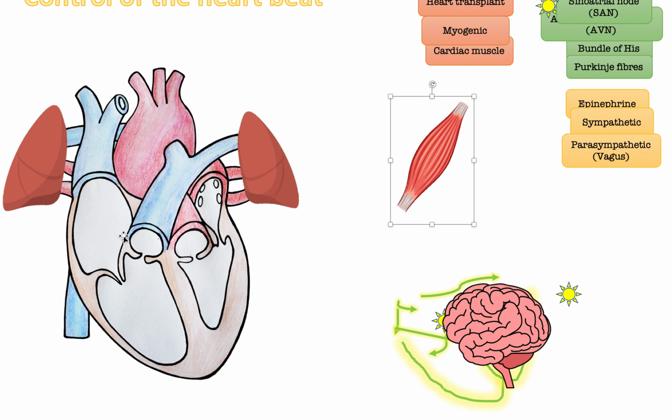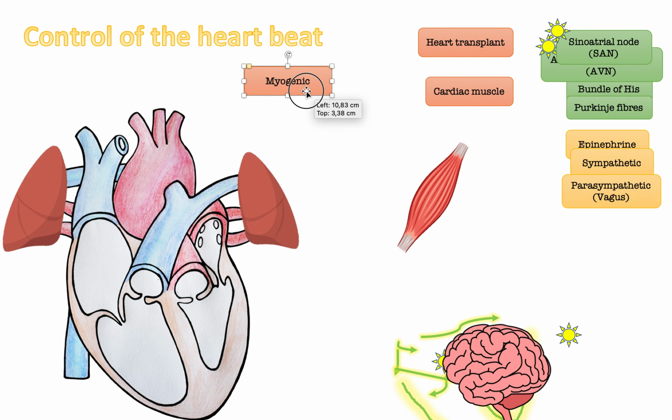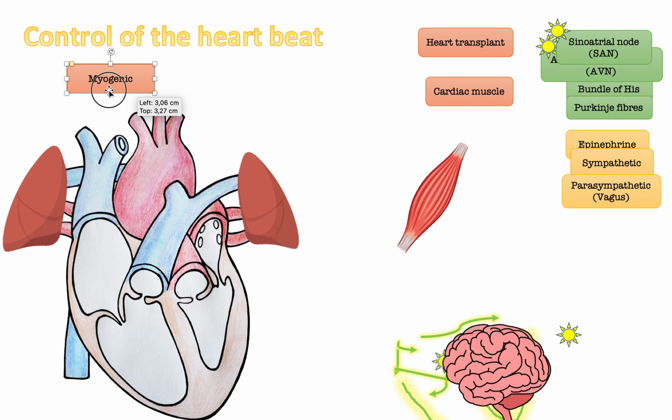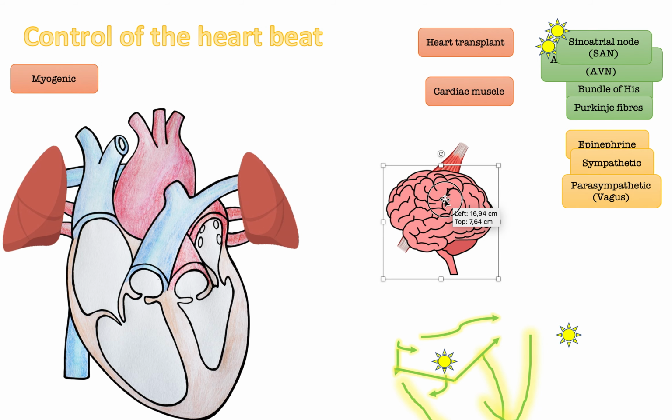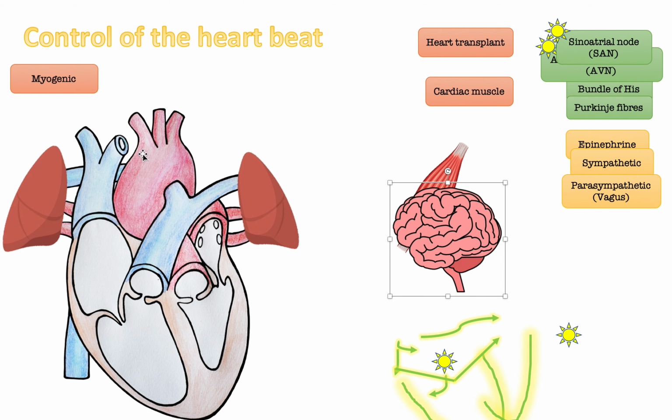It beats by itself, and this is the first term we're going to get to. This term is called myogenic. Our heart is myogenic, which means it beats completely and utterly by itself. It has its own internal mechanism. It does not depend on your brain. The way it beats naturally, when you're sitting still right now, does not depend on your brain at all. It beats by itself. It has its own mechanism.